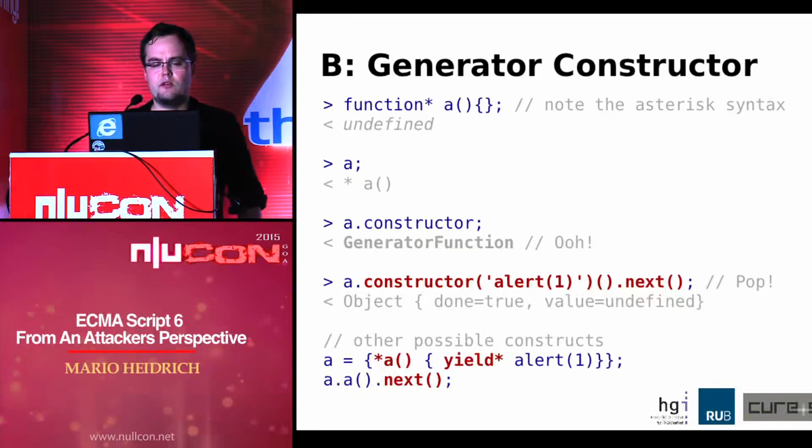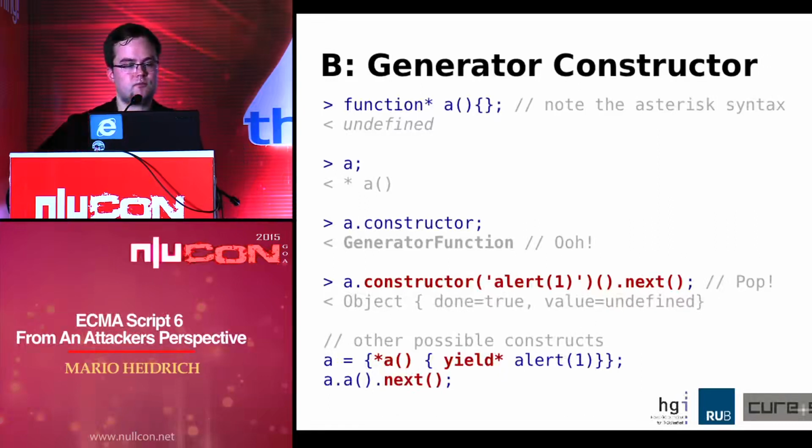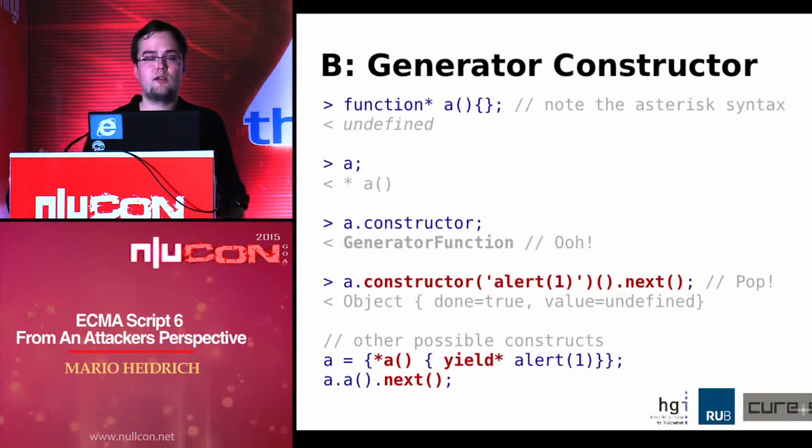So that is quite amazing. If you ask for the constructor of this function, you will not get function back, or the function constructor, but an object that is called generator function. The function constructor in JavaScript is tricky because it accepts strings and it executes the strings as code. The generator function does as well.